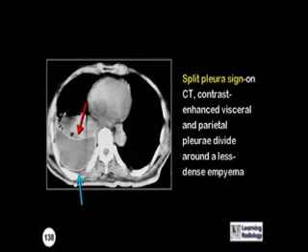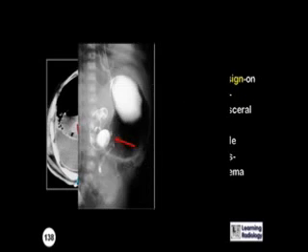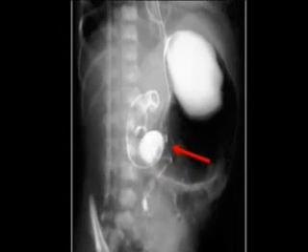What is the name of this sign? This is the split pleura sign on CT, representing the contrast-enhanced visceral and parietal pleurae divided by a less dense empyema.